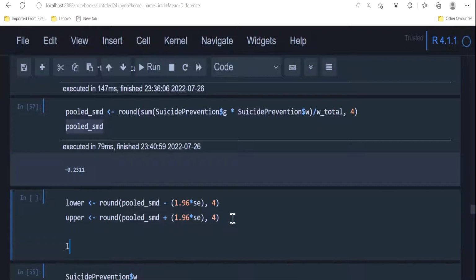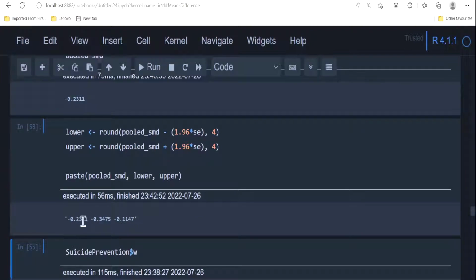Now let me put lower and upper. The easiest would be to paste them: the pooled standardized mean difference, the lower and the upper, so that we see all of them together. Now I should be able to see everything. The pooled SMD is minus 0.2311, and the confidence interval is from minus 0.3475 until minus 0.1147.